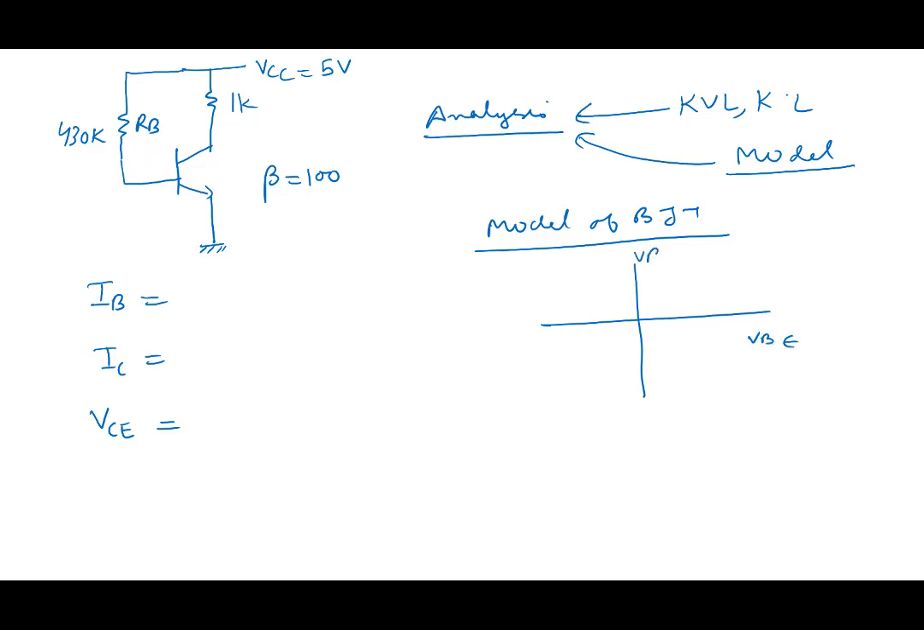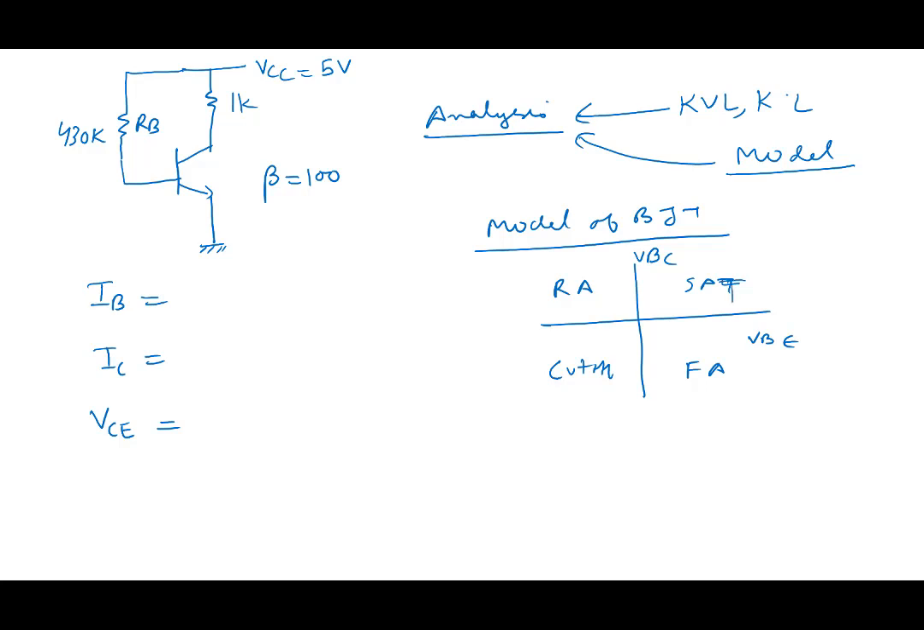VBE and VBC. What is this region called? For this top region? Saturation. This one? Reverse active. This one? Cutoff. This one? Forward active. So now the issue is, different regions will have different models. So where do you think is your transistor working?